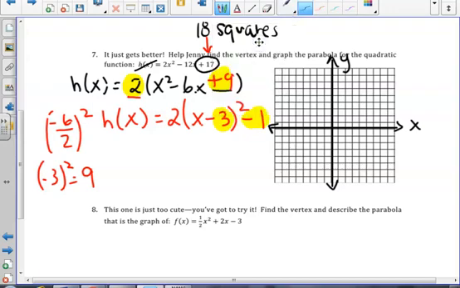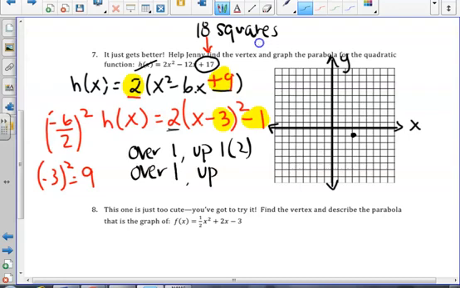If I plot the vertex, 1, 2, 3, negative 1, I'm going to use the same rule as the last question to find my other 2 points. I'm going to go over to the right 1 and up 1 times my a value. In this case, my a value is 2. So I will need to go over 1 from the vertex and up 2. To plot my next point, I will go right 1 and up 2.